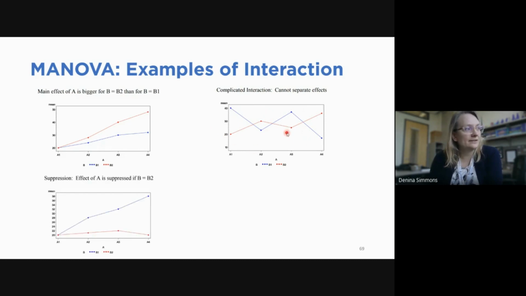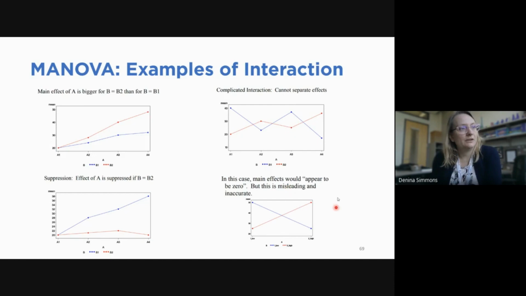You can also have suppression where one is suppressed as one goes up. But the worst would be when you have full interaction, where everything is going in a totally different direction, and it could be misleading and inaccurate. Everything appears to be zero because one variable goes down and the other one goes up. So it'll look like there's no difference, but there may actually be differences.